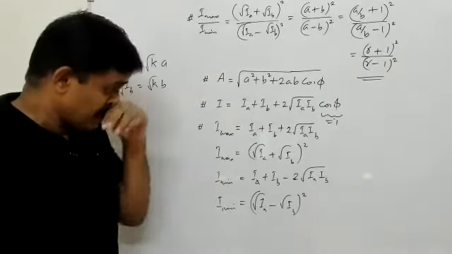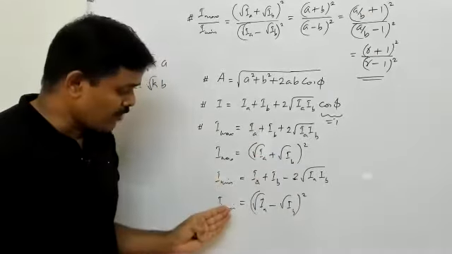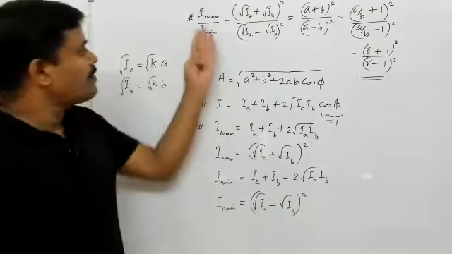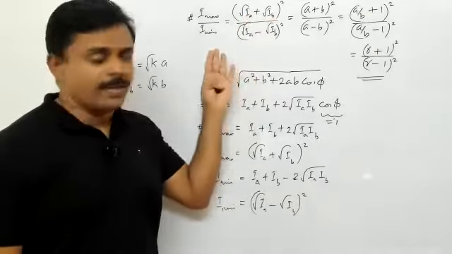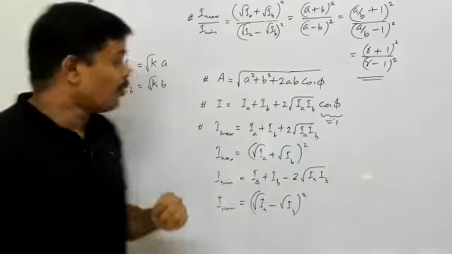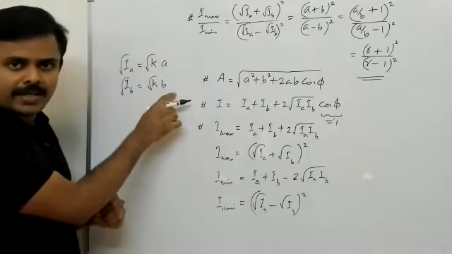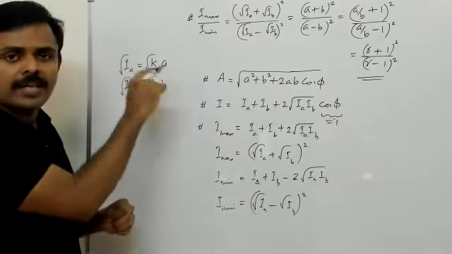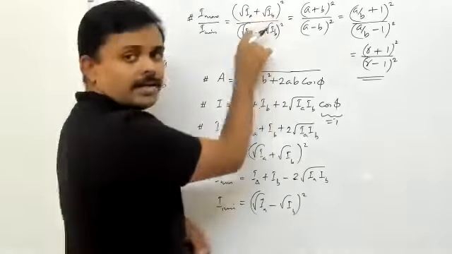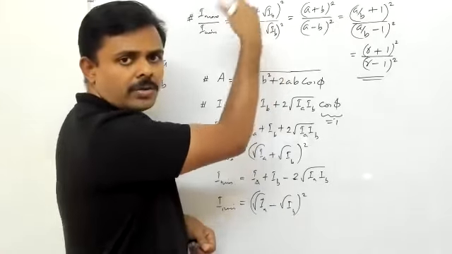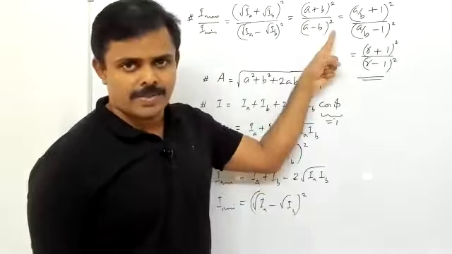I'm repeating this. I got I max here. I max is root of IA plus root of IB the whole square. I min is root of IA minus root of IB the whole square. We have the ratio I max to I min, which is root of IA plus root of IB the whole square by root of IA minus root of IB the whole square. What is IA? IA was taken as KA square, IB was taken as KB square. So root of IA will be root K into A, and this is root K into B. All the root K's are taken common and cancelled, and you're left with A plus B the whole square by A minus B the whole square.